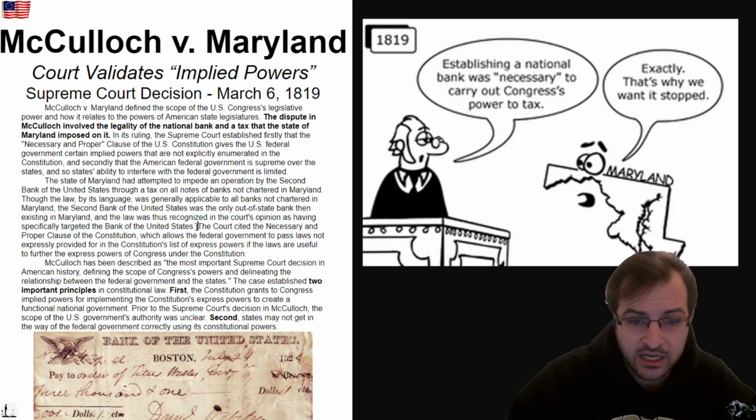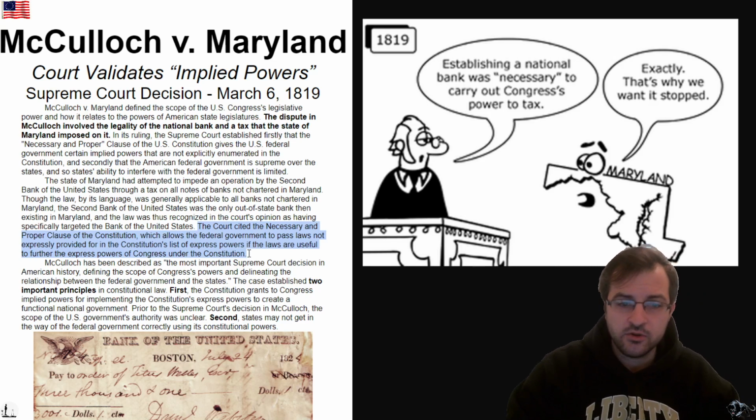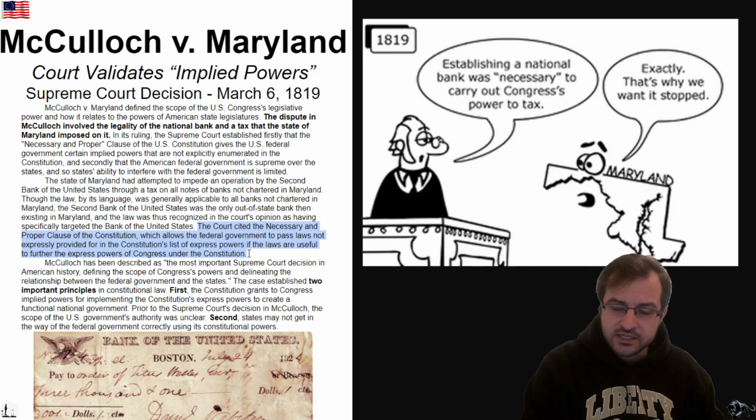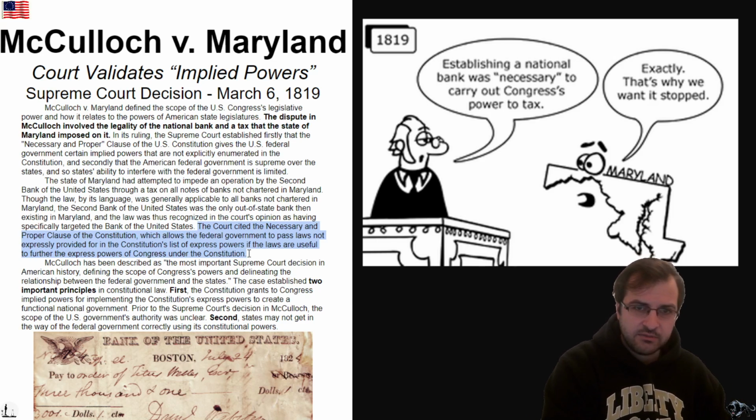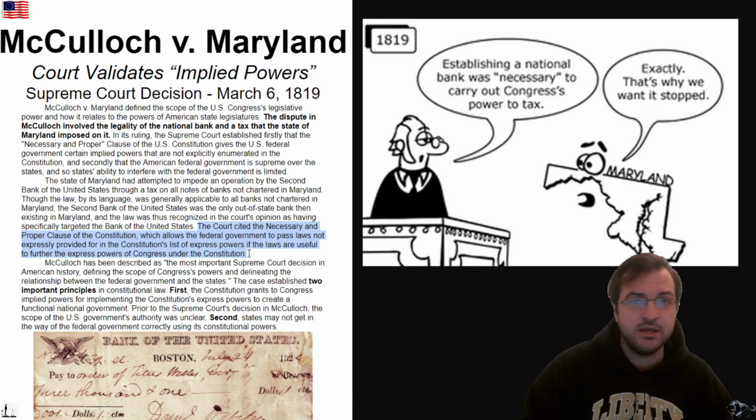The court cited, or quoted, the necessary and proper clause of the Constitution, which allows the federal government to pass laws not expressly provided for in the Constitution's list of express powers, if laws are useful to the further express powers of Congress under the Constitution. So, in other words, the court said, because of the necessary and proper clause, because of that little paragraph in the Constitution, if the government has something that it's supposed to do, then obviously it can do other things to make sure those things happen.